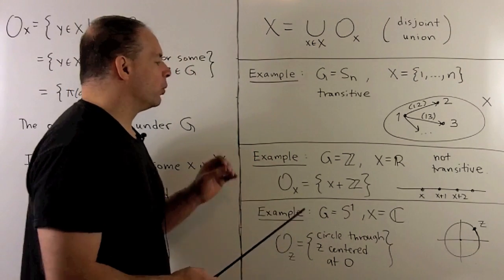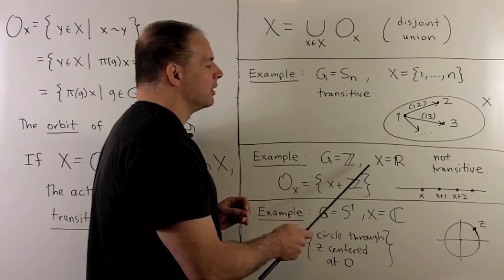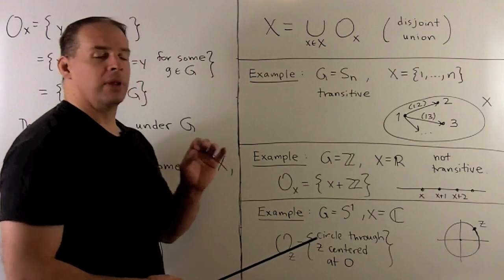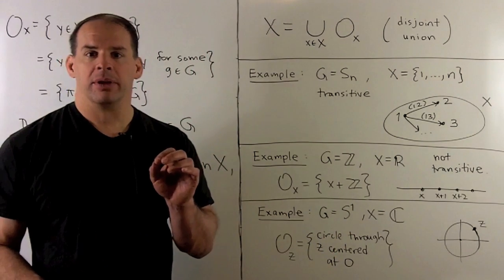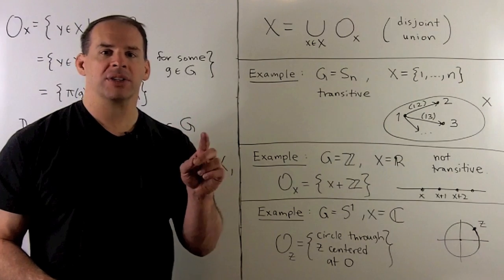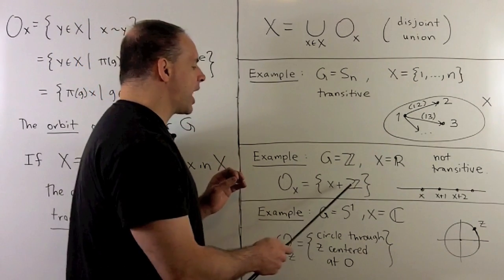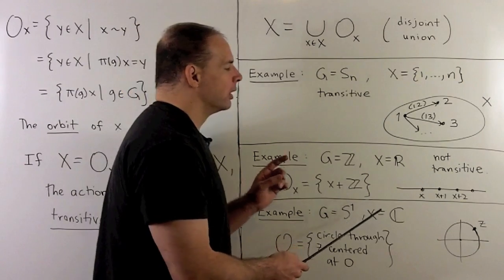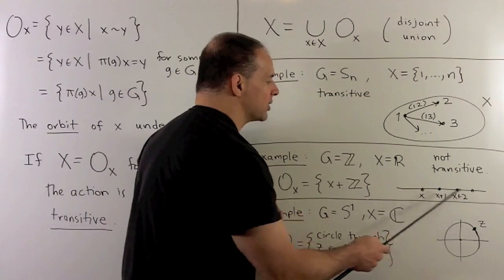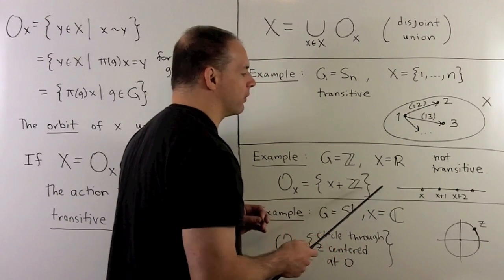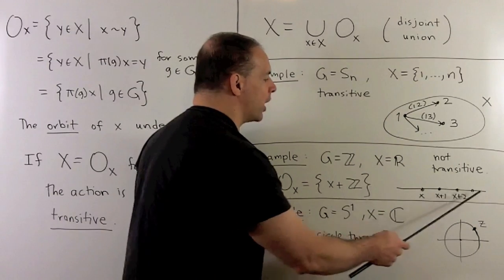If we use the example with the group as the integers, and the space as the real numbers, then this action is not transitive. So if I take any real number X, we apply all group elements. So we're just going to add and subtract all integers. Then our orbit looks like this. We have X, I keep adding 1 to X, and keep subtracting 1 from X. So not transitive.